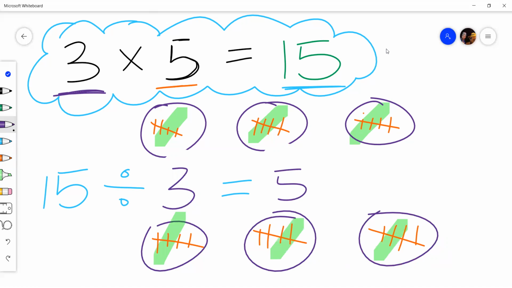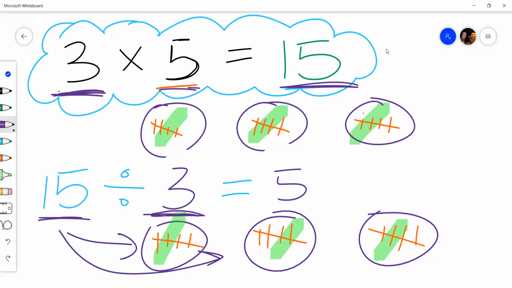So this is where we use the same strategies, but we just do them backwards, right? Here I drew 3 groups and I put 5 in each and I counted them to get 15. Here, I started with 15, so I drew 3 groups, and then I put 1 in each group until I was done, and I ended up with 5 in each group. And that's the same thing. 3 groups of 5 equals 15. 15 divided into 3 groups means there's 5 in each group. It's the exact same thing.